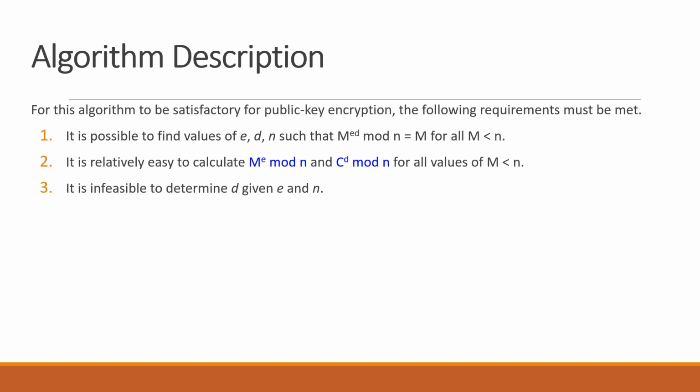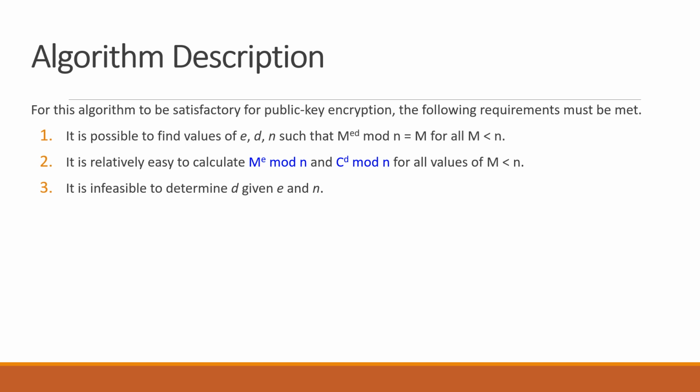As I said, this is the algorithm that has been given in a theoretical format here. For this algorithm to be satisfactory, the following requirements have to be met. Number one, it is possible to find the values of E, D and N such that M to the power ED mod N is equal to M. That is, E is the chosen integer, D is the calculated value with the help of E, and N is the given number, which I said should be 1024 bits. Okay, using that we can calculate the ciphertext.